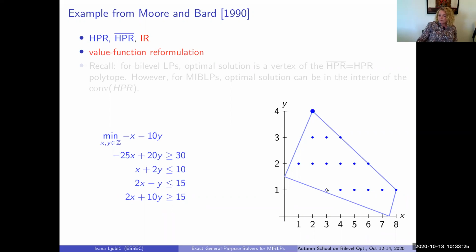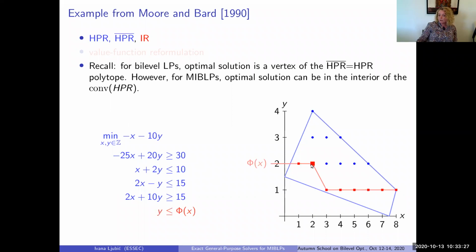And similarly, you will figure out easily that the red points depicted here are actually what I call the inducible region, or the set of bi-level feasible points. So the other points, unfortunately, are part of the high point relaxation, but they are not bi-level feasible.